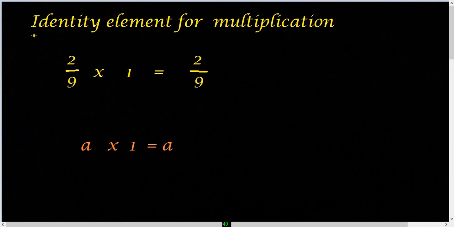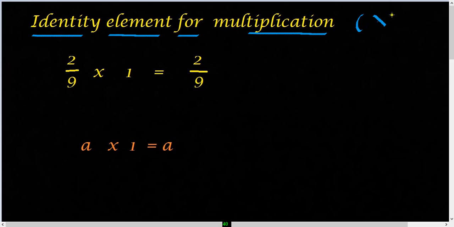Identity element for multiplication. What is the identity element? As we studied for addition, it was 0. For multiplication, the identity element is 1. You should remember what we mean by the word identity. Identity element is an element which, if you multiply with any rational number, the answer will remain the same.